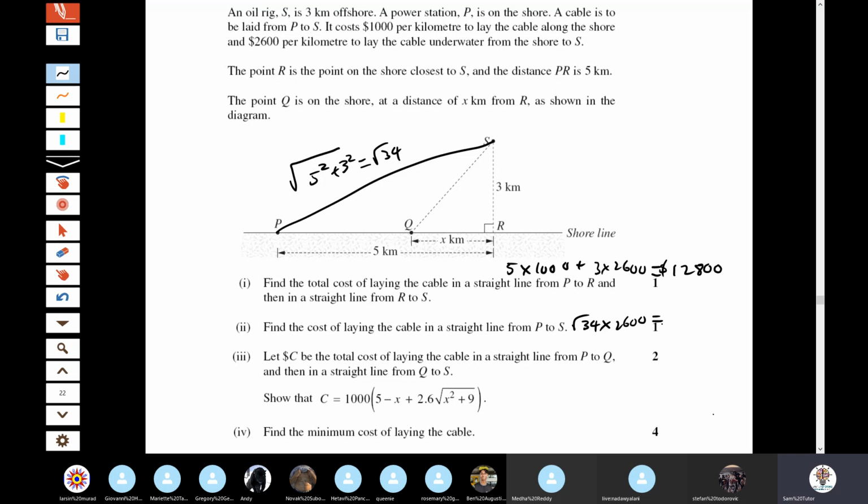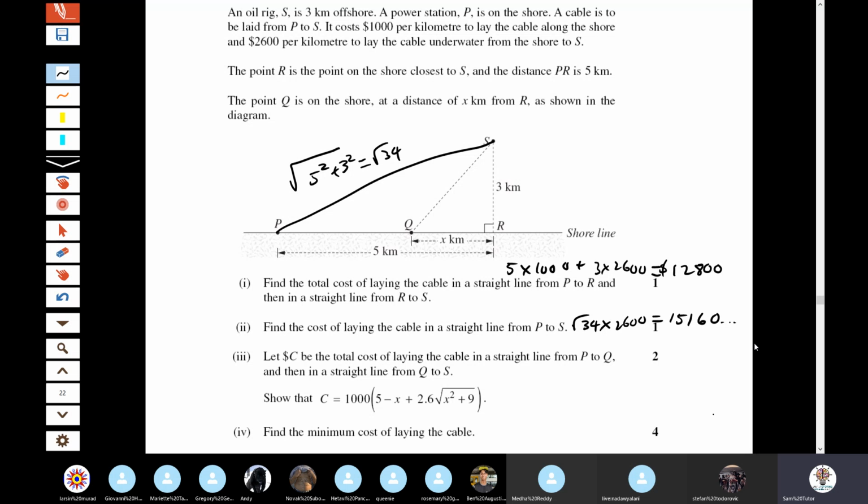So far not bad, right? For 9,900. Yeah, good. So how much money? 15,160. All right, cool, that's okay. So you can see it costs obviously more to just go directly underwater, 15,000 compared to 12,000 for me to go from P to R and then R to S.